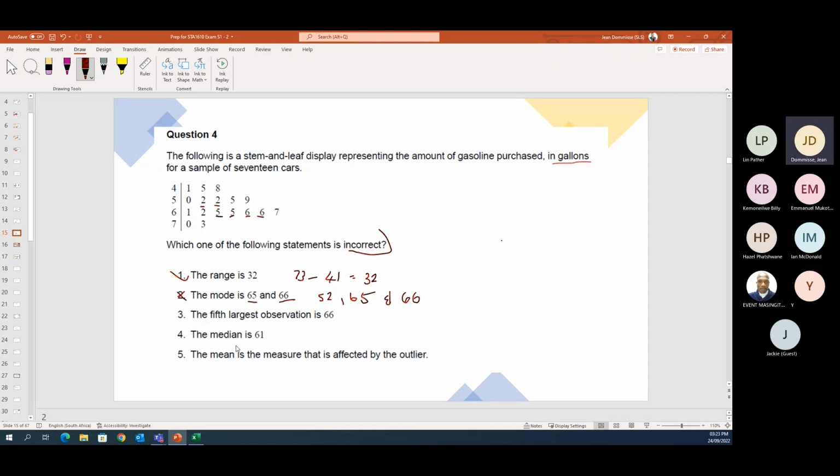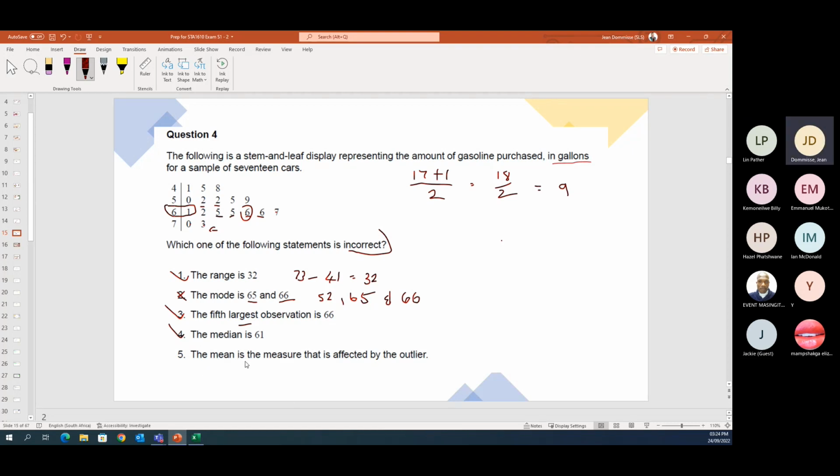Okay, 5th largest number. So remember, largest, we go from the maximum side. It's 1, 2, 3, 4, 5. So it is 66. 17 cars. So to get the median, 17 plus 1 divided by 2. So that is 18 divided by 2. So position number 9. So 1, 2, 3, 4, 5, 6, 7, 8, 9. Position number 9. 61 is correct.